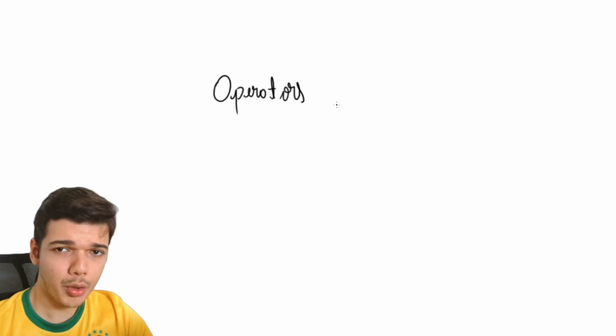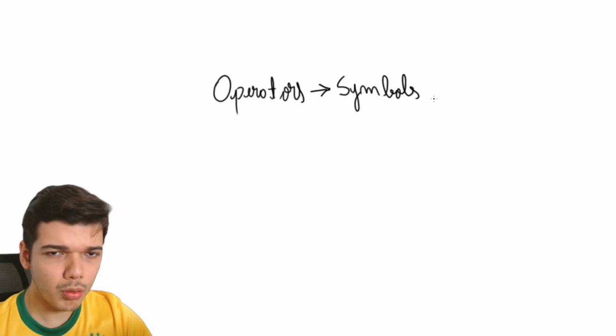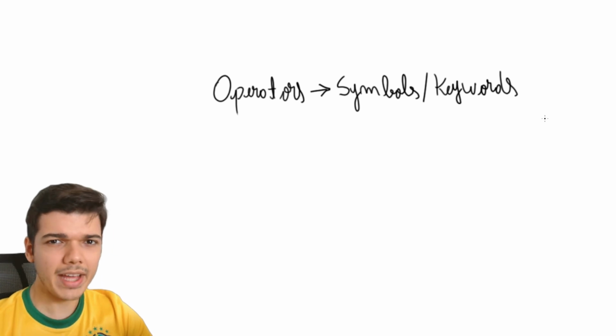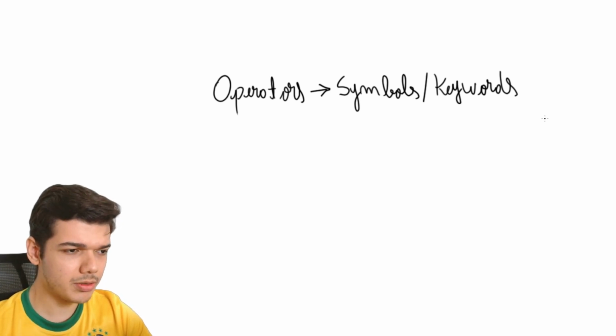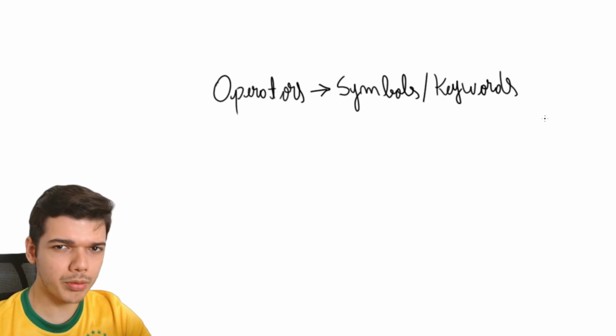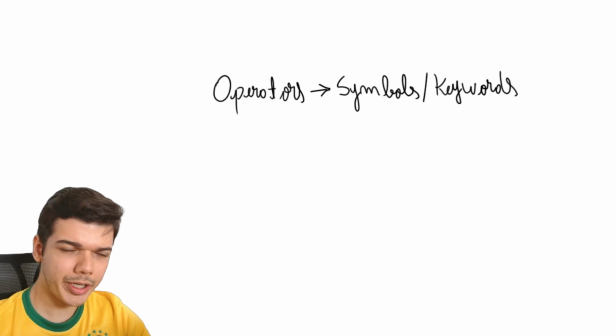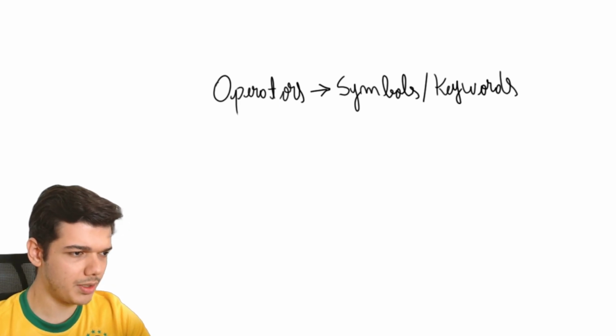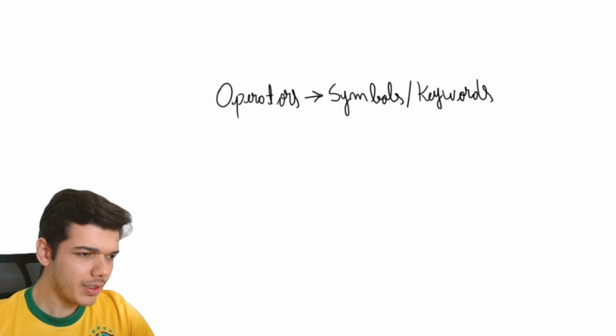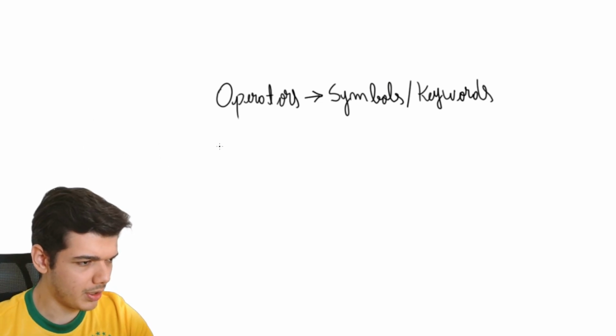To begin with, what are operators? The operators are symbols or keywords that manipulate the information they retrieve from the variables, and based on that operation we can receive new data. We have three main operators that I will show to you.